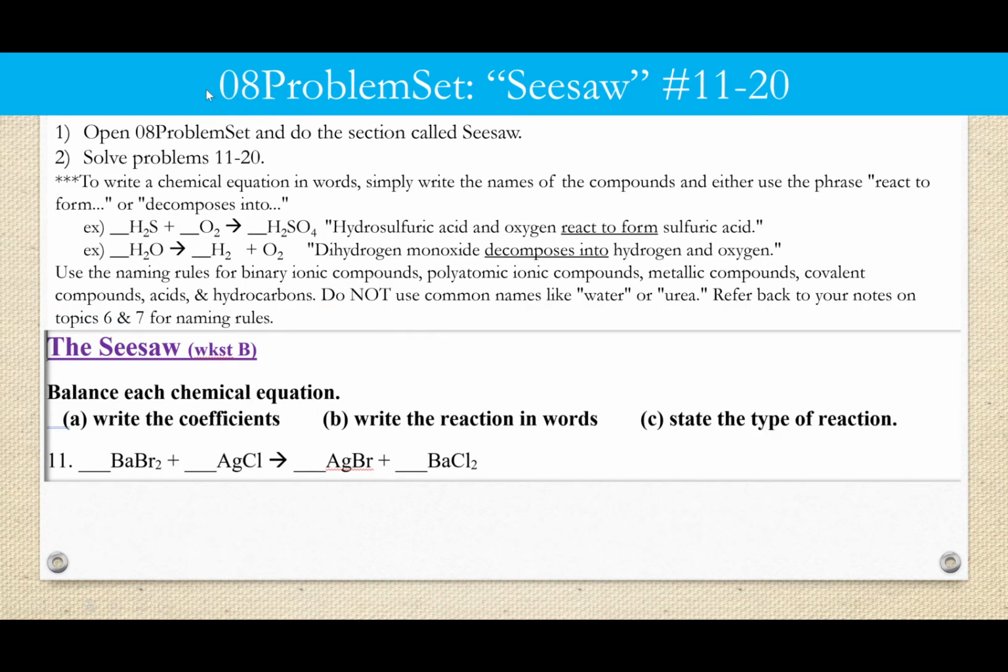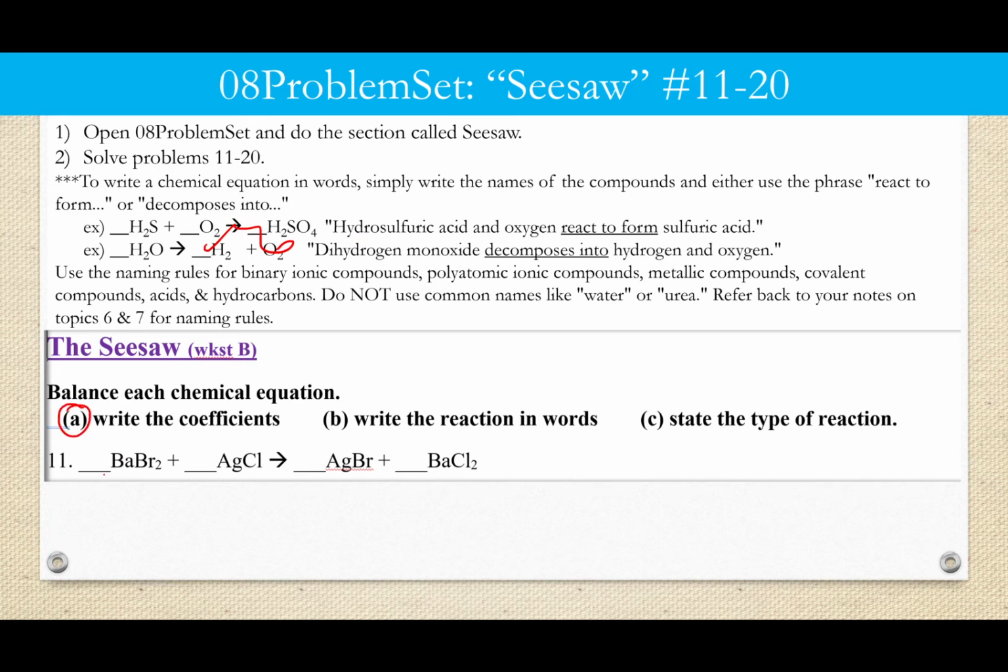For the next exercise, we'll have you take a look at the problem set, and on there you'll find a section called the seesaw. Do 11 through 20. Now for this, it's a 3-part. For A, you're going to write the coefficients.